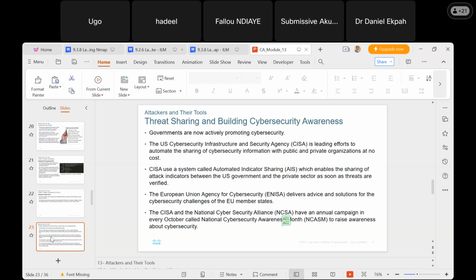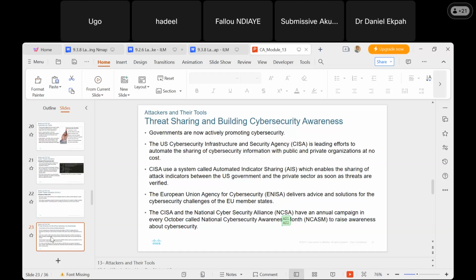So attackers and their tools, threat sharing and building cybersecurity awareness. So governments are now actively promoting cybersecurity. This is happening in every nation. A lot is being done to see how the awareness will spread. The US Cybersecurity Infrastructure and Security Agency is actually leading an effort to automate the sharing of cybersecurity information with public and private organizations at no cost. Just to let you know the level of awareness they would like to really create in this area.